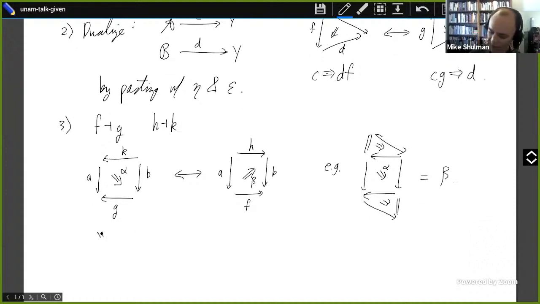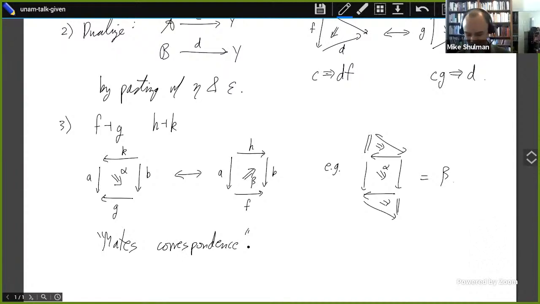So this is sometimes called the mates correspondence, and we say that these two cells are mates of each other. This is sort of an Australian terminology, I guess. People in Australia sometimes call each other mate, and so they generalize this to refer to this correspondence. They call it these two cells are mates of each other.